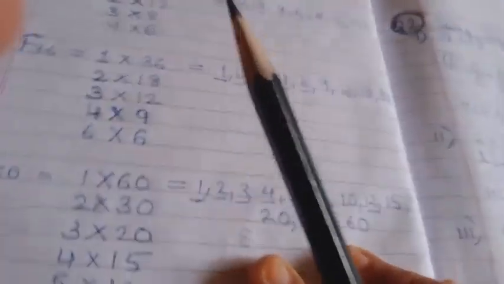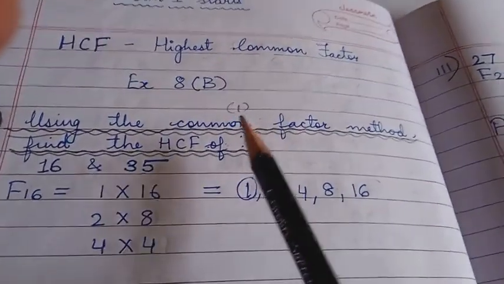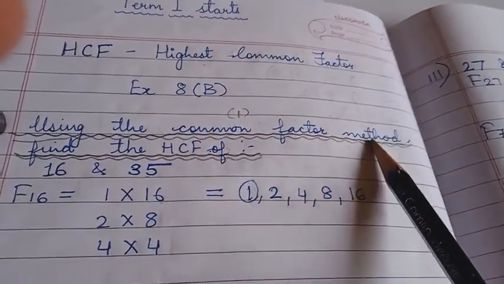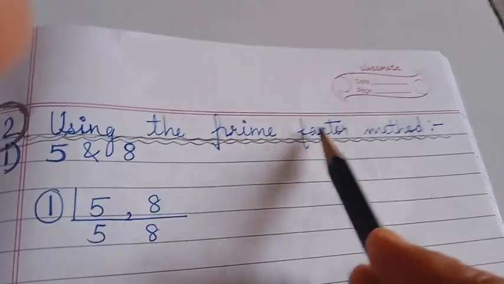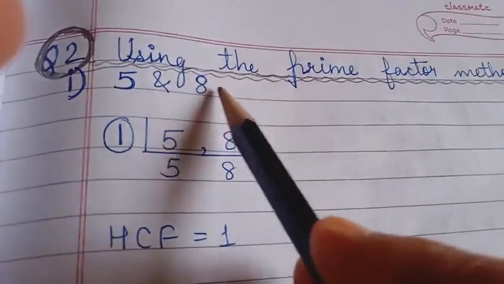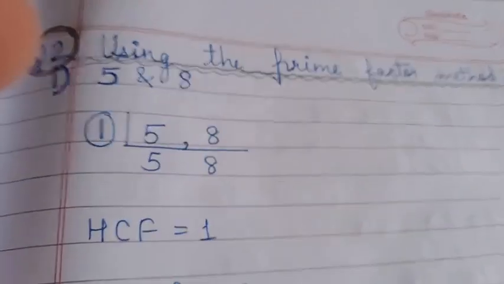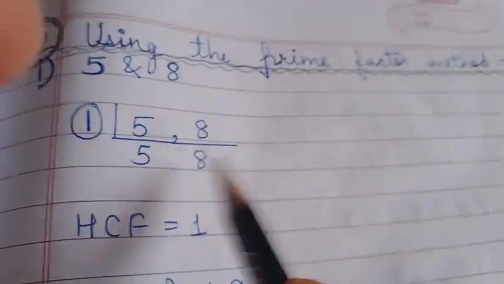Now, this was the first method which we have seen, that is the common factor method, right? Now we will see, using the prime factor method, find out the HCF of 5 and 8. Now here we have to use the prime factor method. It is the easiest method for finding out HCF. Okay, let us see how.